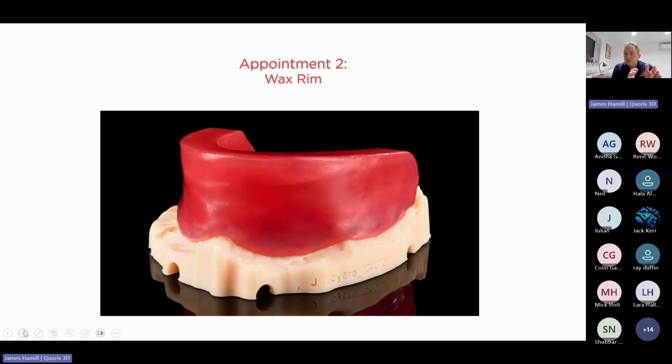And often on this, which would be your appointment 2, so you'd do your impression, you would also have something like some form of wax rim. And ultimately, the information this was providing to the lab was the vertical position, the bite, center line, transition line, smile line, that type of information. And this was all shipped back to the lab.